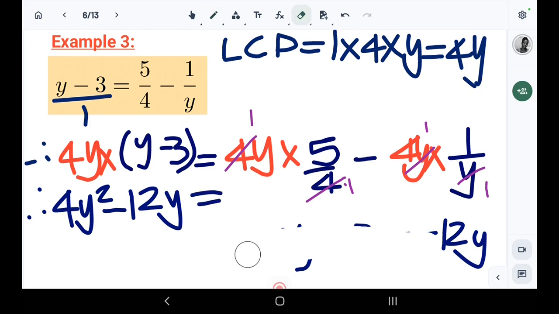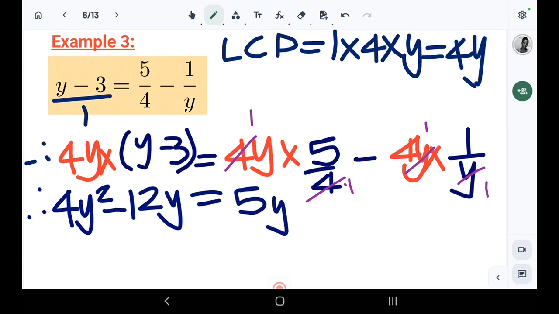Now notice here that we've cancelled the 4s, and you're left with y times 5, so that gives you 5y. And over here, we cancelled the 4 and the y's, and we're left with 4 times 1, which is minus 4.